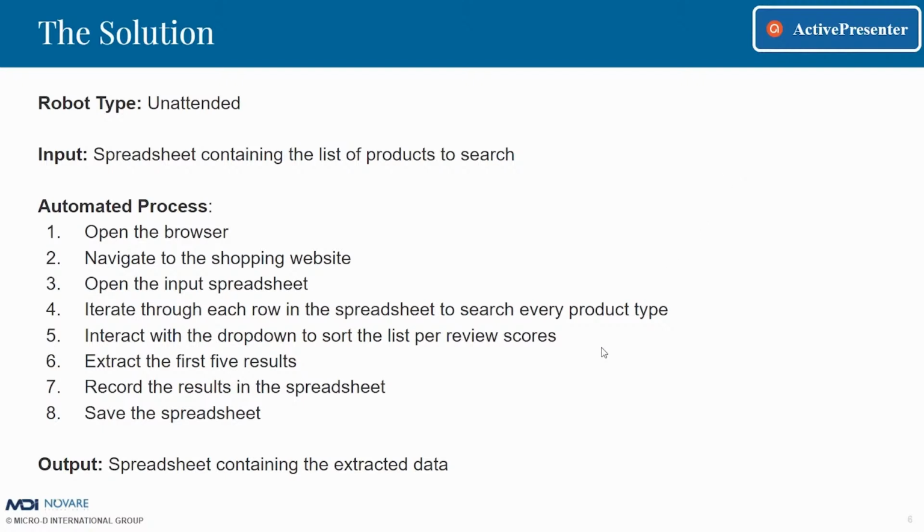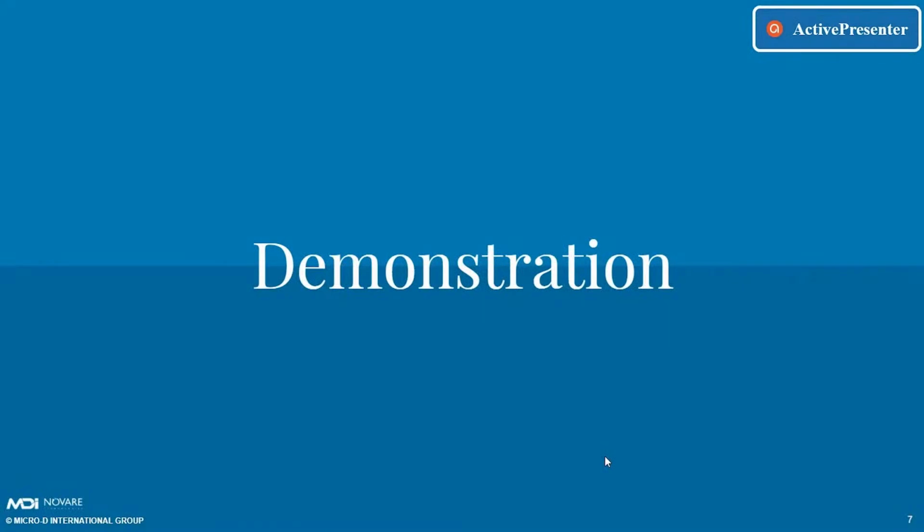For this process, the outputs are spreadsheets containing the extracted data. This is a very simple extraction process, and we'll be using a few features of UiPath to achieve this. Let's move on to the demonstration.